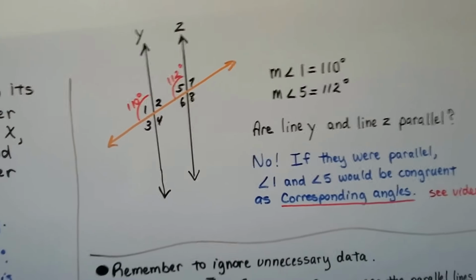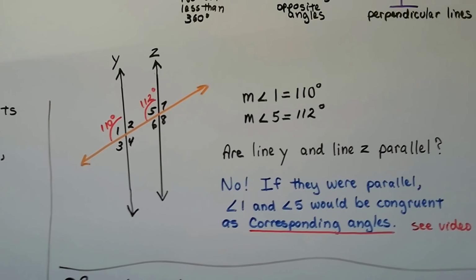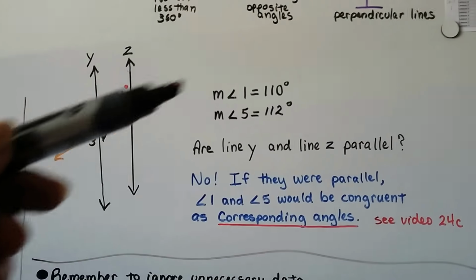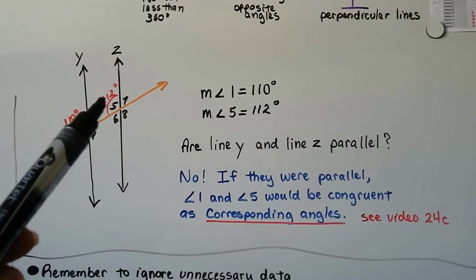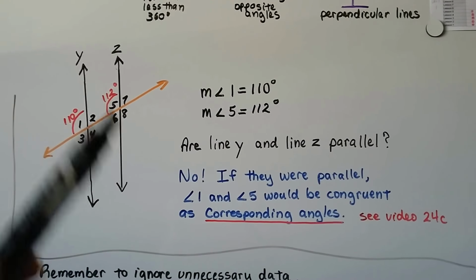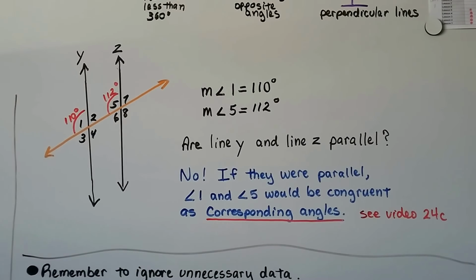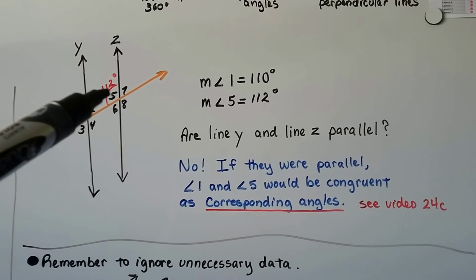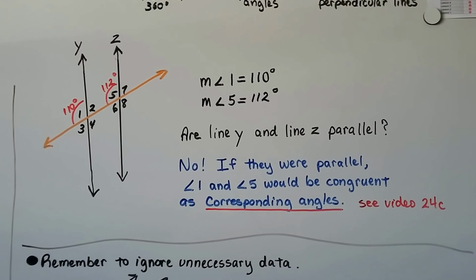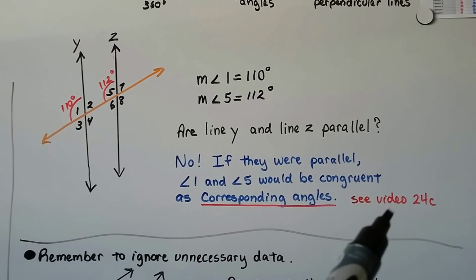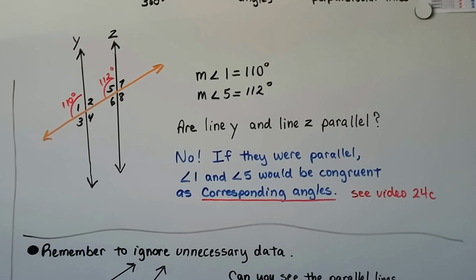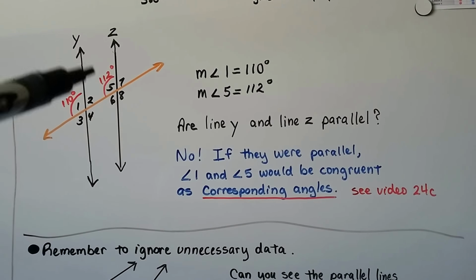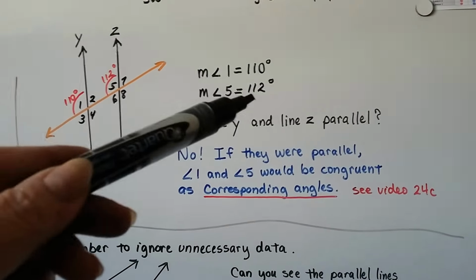Now take a look at this one. We have a couple lines. We have line Y and line Z, and they have a transversal, this orange transversal, don't they? And it's telling us that the measure of angle 1 is 110 degrees, and the measure of angle 5 is 112 degrees. Are line Y and line Z parallel? No. If they were parallel, angle 1 and angle 5 would be congruent and they'd be corresponding angles. So if that confuses you, you need to go into this description and click on 24C and learn about corresponding angles, okay? So there's no way that they could be parallel because this one's off by 2 degrees.